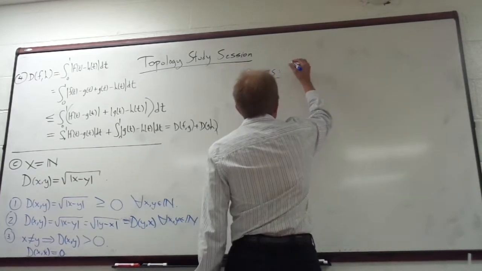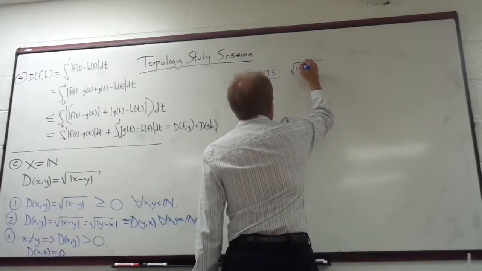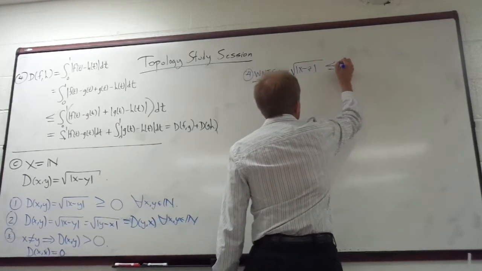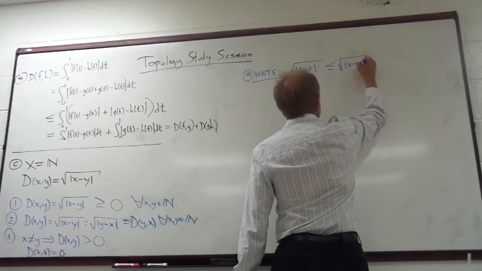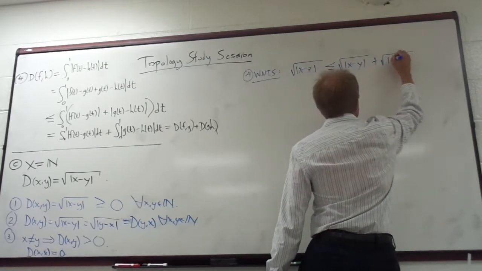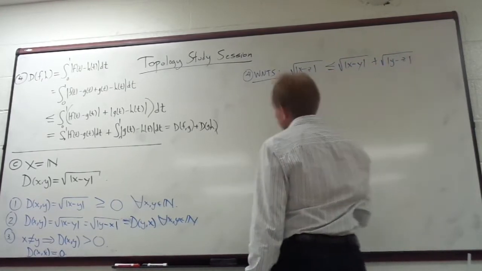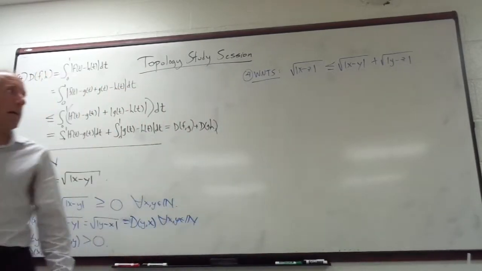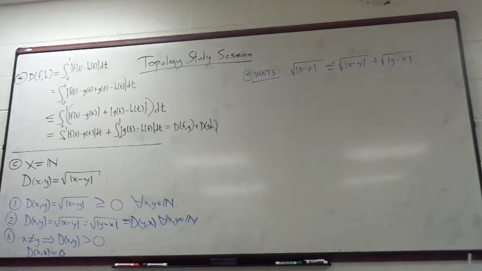We might get stuck. So the square root of absolute x minus z is less than or equal to the square root of absolute x minus y plus the square root of absolute y minus z. The question is going to be, is that true or not?